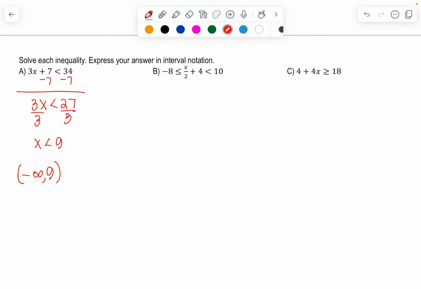All right, next one right here. We need to get x by itself, so we're going to subtract 4 from both sides of that inequality, so all three parts of the inequality. And then we have a less than or equal to sign, x divided by 2, less than 6. Remember, this is an in-between inequality. We need to get rid of that divided by 2. To undo divide by 2, we multiply by 2. So we have -24 less than or equal to x, less than 12.